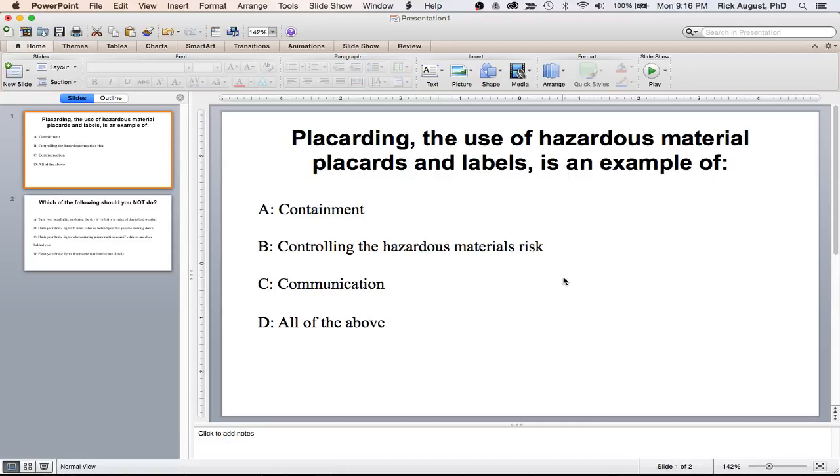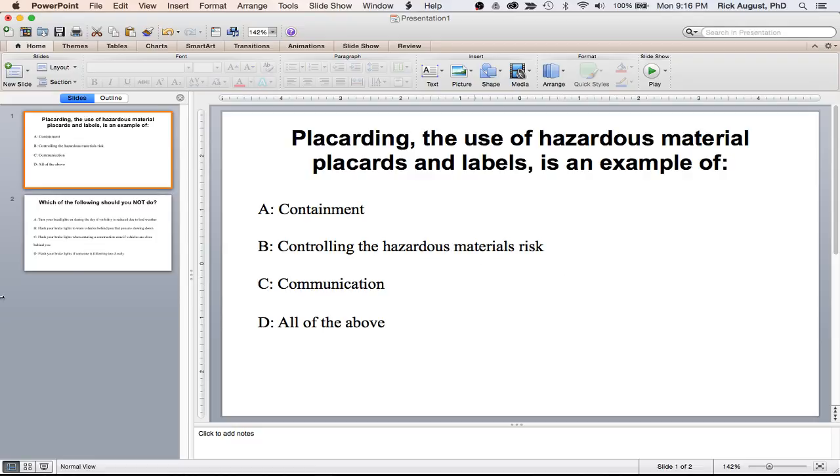The placards on the side of the transporting vehicle indicate to emergency crews, if there is a crash and there are hazardous materials involved, what they are potentially dealing with on that vehicle. They know that they're dealing with hazardous materials. So the only answer in those theory questions is communication. So the answer for this one is C.